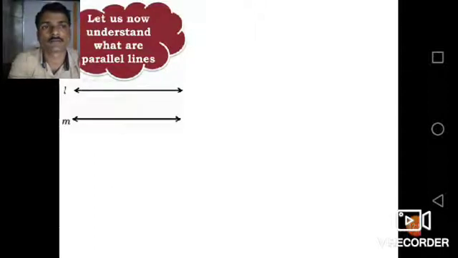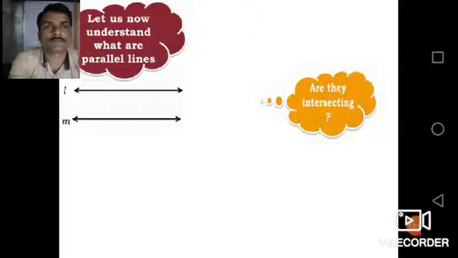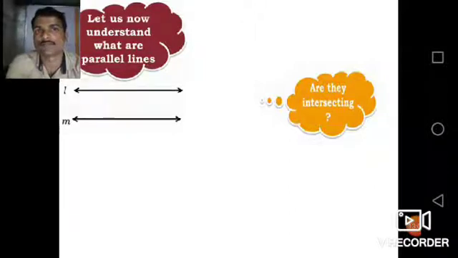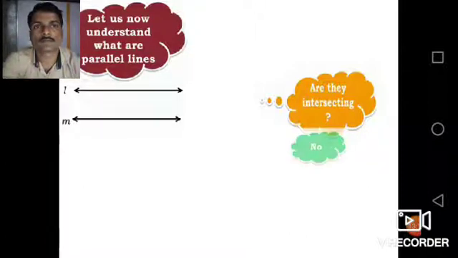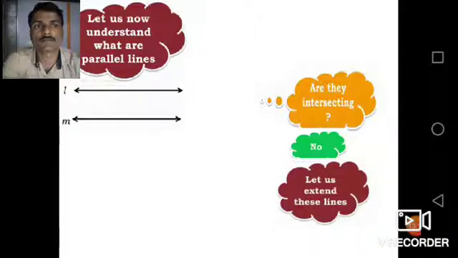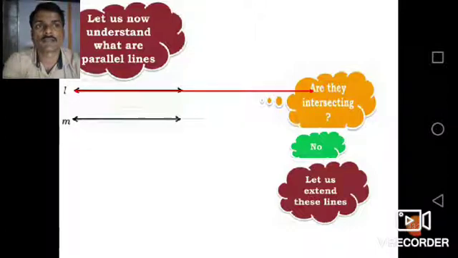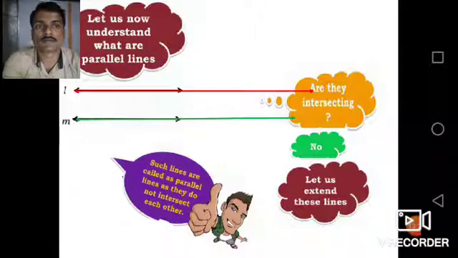Let's now understand what a parallel line is. Let's see here, L and M are two lines drawn here. Are these intersecting each other? No. If we extend these lines far away, for a long distance, these lines are not intersecting each other. Such lines are called parallel lines as they do not intersect each other.